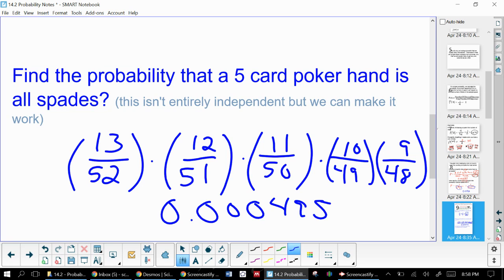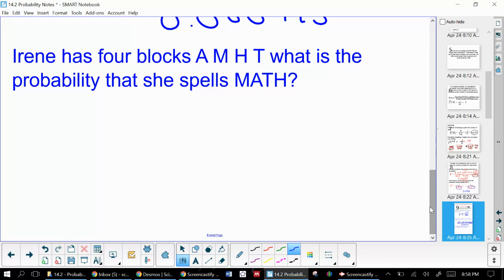But two different options here. Thinking of these as separate independent events, 5 separate cards, is a lot easier than trying to count the number of ways to get all spades. And so this is a nice trick, as long as you can adjust for the first card being taken out and then the second card being taken out, and so on. Okay, so obviously you already have the answer for this, so I'm not going to have you do that one.